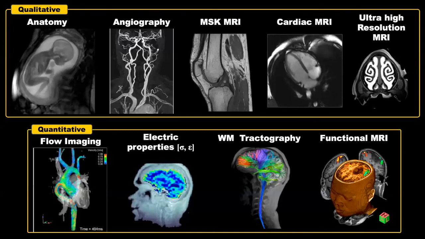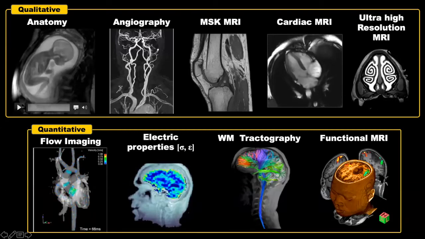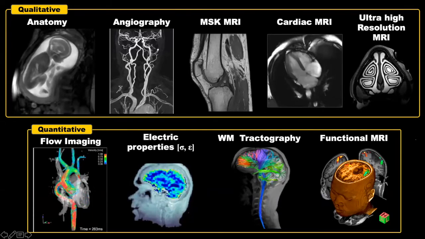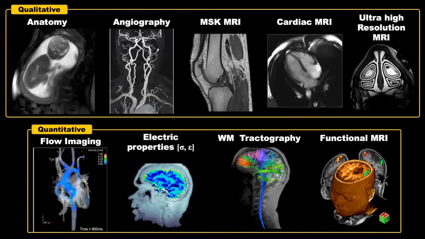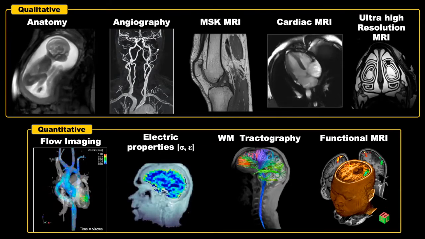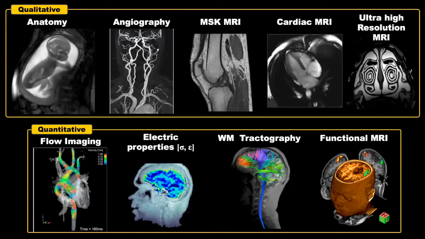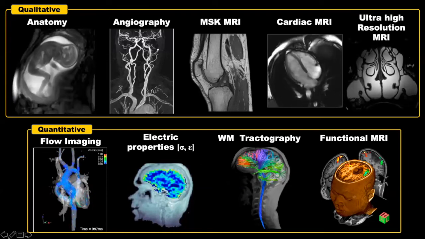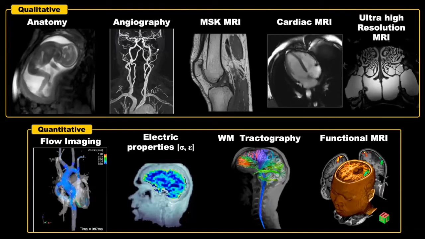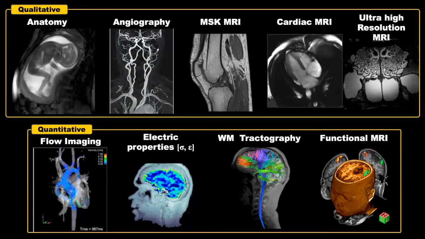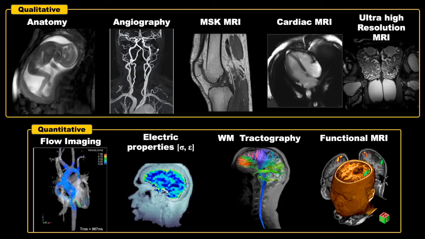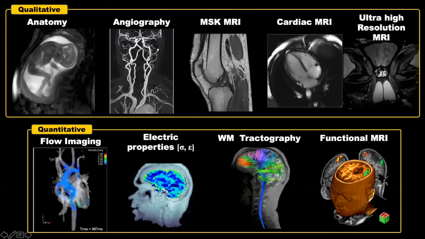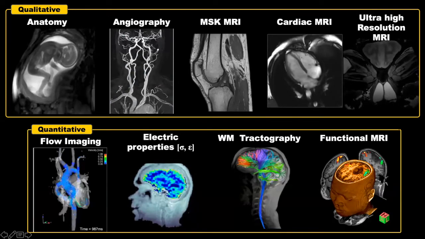So, qualitative versus quantitative. Qualitative MRI is most of the MRI we see today. I'm not showing here brain examples, but there are, of course, so many different brain examples. On the other hand, quantitative MRI, numeric, like flow imaging, electric property mapping, tractography, functional MRI, are being investigated a lot, but most of the clinical use of MRI does not use quantitative imaging. And the reason is, of course, historic, and there are some challenges in quantitative MRI.